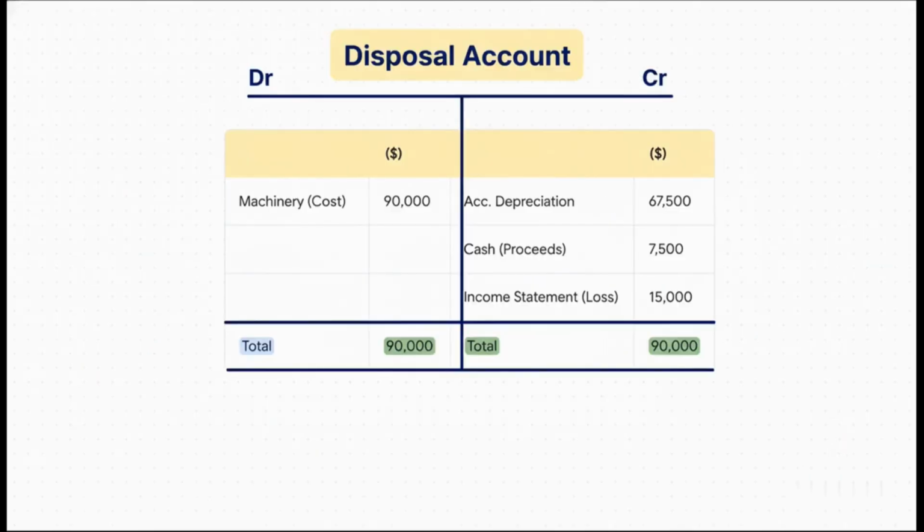And this is where it all comes together beautifully in the accounting records. Check out the disposal T account. On the debit side, we take the original $90,000 cost of the asset out of our books. Then on the credit side, we account for everything else, the total depreciation we charged, the cash we received, and that loss we just calculated. And look at that, both sides add up to $90,000, perfectly balanced.